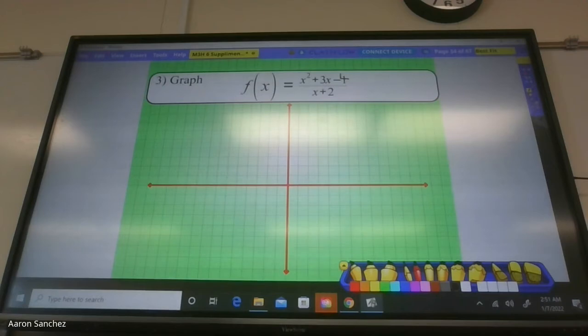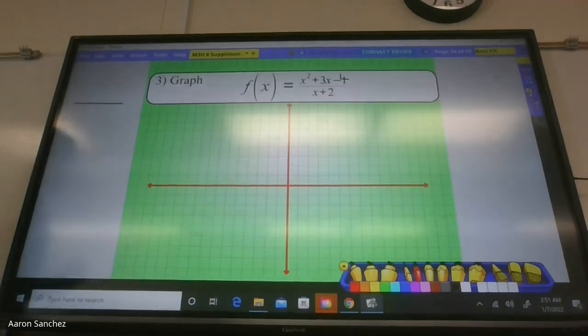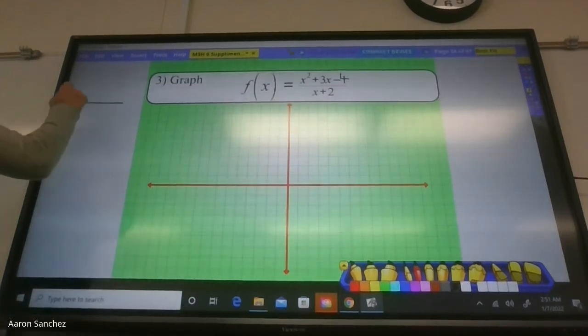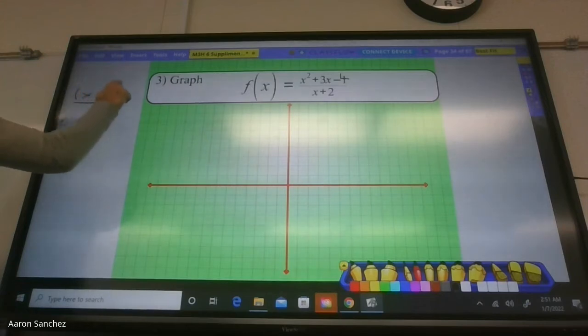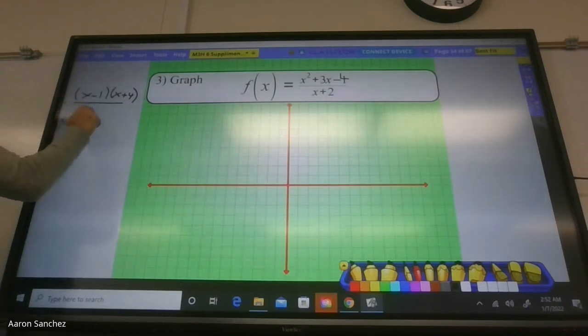Okay. Let's factor it out. Here we go. Factor it. What'd you get? Let's see, which group should I ask? Giselle, did you get it factored? X minus 1, x plus 4. You guys get that? And we have x plus 2 in the denominator.